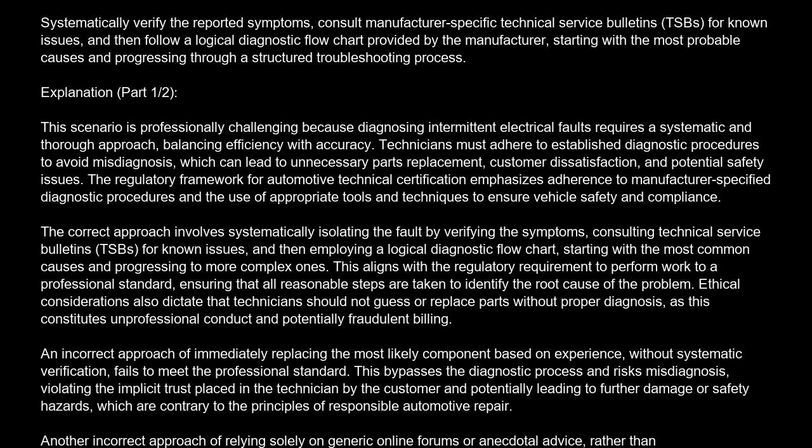and potentially fraudulent billing. An incorrect approach of immediately replacing the most likely component based on experience, without systematic verification, fails to meet the professional standard. This bypasses the diagnostic process and risks misdiagnosis, violating the implicit trust placed in the technician by the customer, and potentially leading to further damage or safety hazards, which are contrary to the principles of responsible automotive repair.